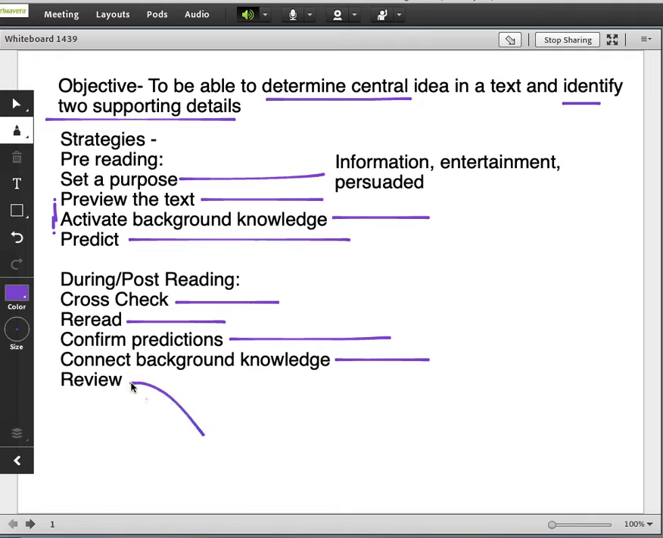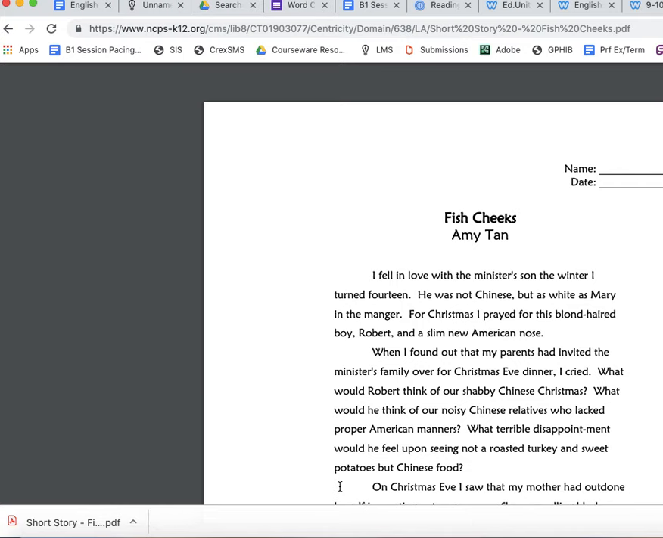The last is review. You are going to review what you've written down, you're going to review what you've read, and you're going to come to an idea or a consensus about your purpose, which is, again, to determine the central idea and to identify 2 supporting details. All right, so let's take a look at this.